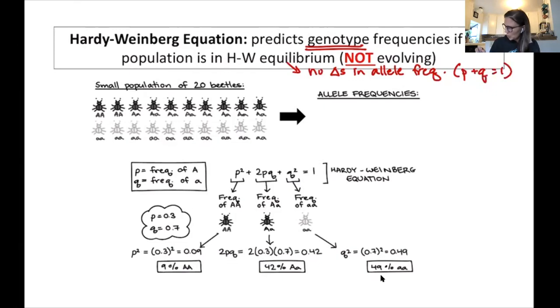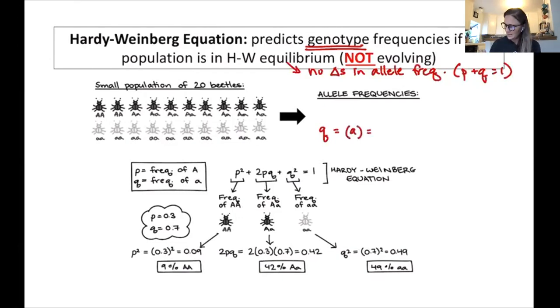So let's look at this. We have a small population of beetles here, and let's go ahead and calculate their allele frequencies. I'm going to always start with Q, which is going to be our recessive allele, little a.